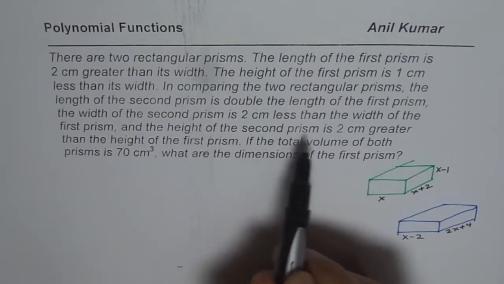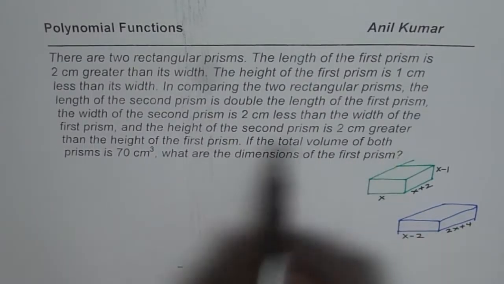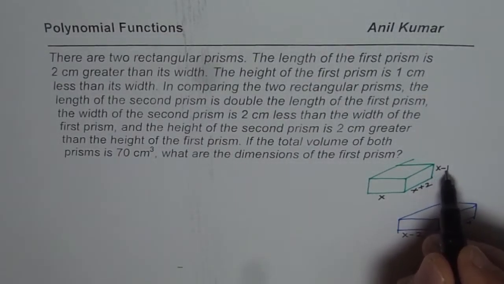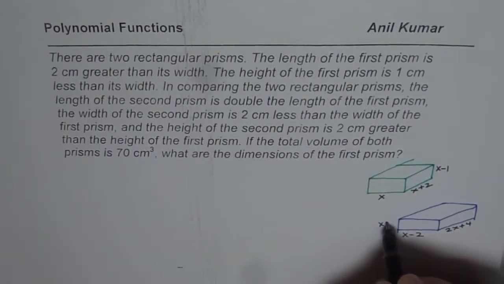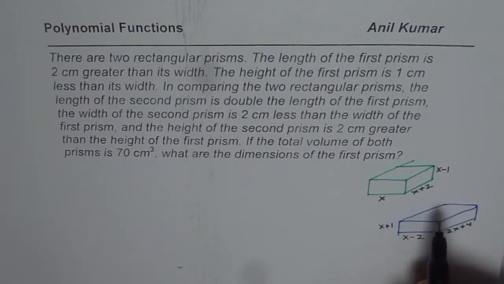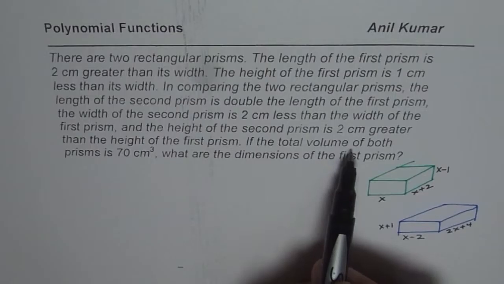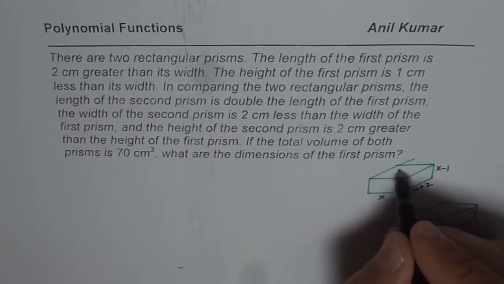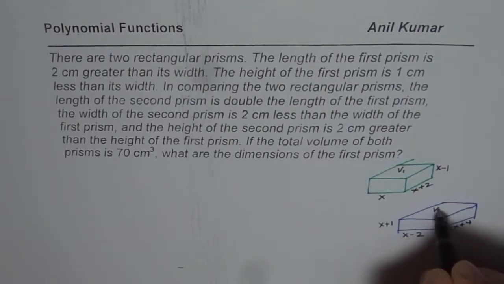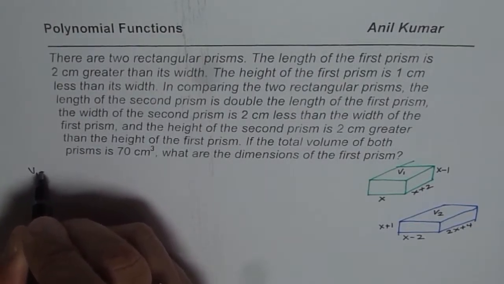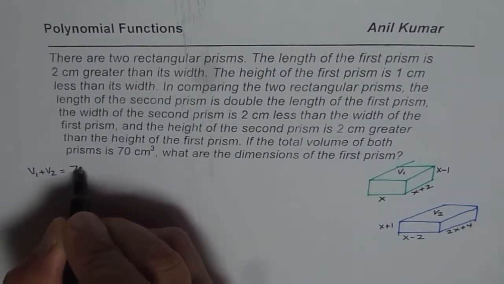The height of the second prism is 2 centimeters greater than the height of the first. So 2 more than this will mean it is x minus 1 plus 2, which makes it x plus 1. So these are the dimensions of our rectangular prisms, right? Now it says the total volume of both prisms is 70 centimeter cube. So we'll say volume 1 and volume 2, and we'll just add them up. So we get our equation, volume 1 plus volume 2 is equal to 70.